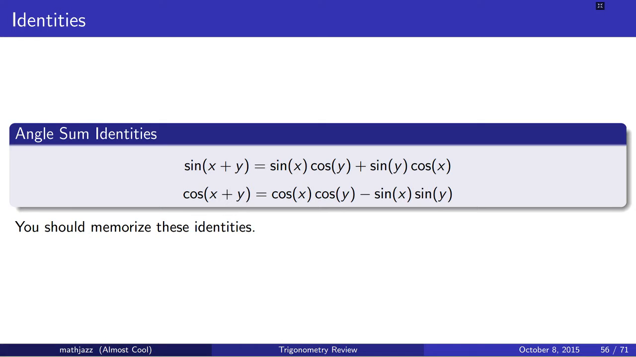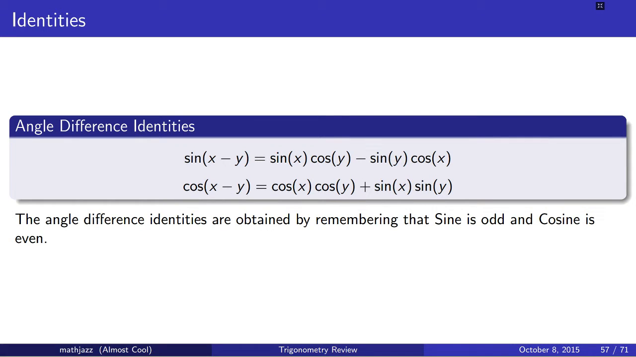We also have angle difference identities, and these are, instead of sine of x plus y, it's sine of x minus y, and that'll equal sine of x cosine of y minus sine of y cosine of x. We do not need to memorize the angle difference identities, but I'm using these as an example of how the angle sum identities can be transformed into other identities.